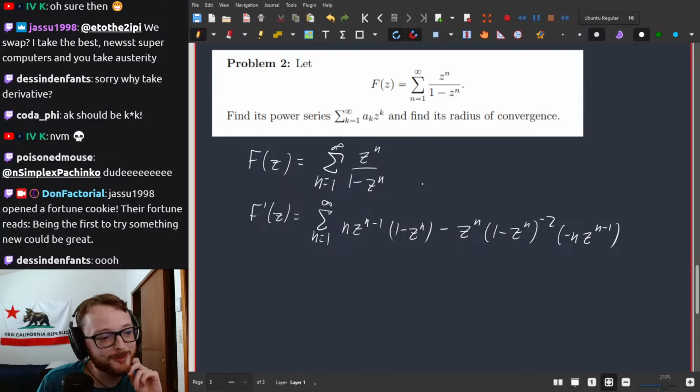That's not a bad fortune. A_K should be K times K factorial, Codify as calling it.